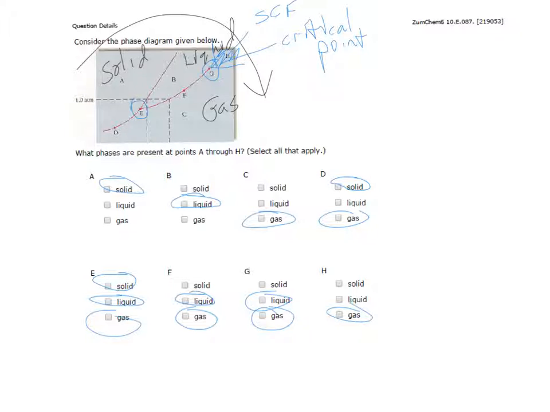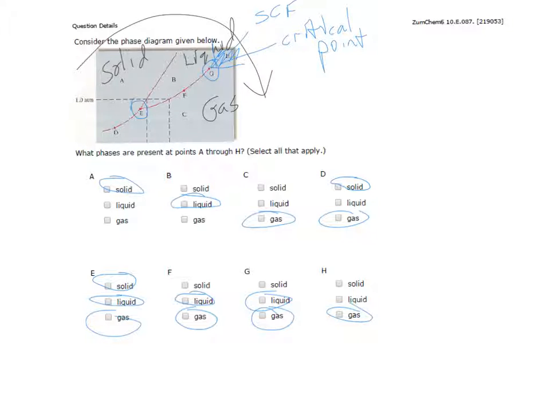The normal freezing point, similarly, we're looking at the normal atmospheric pressure, and now we're looking at the border between solid and liquid, because freezing would mean a transition from liquid to solid. So the point at which the solid-liquid line is at 1 atmosphere, so right about there on your graph.